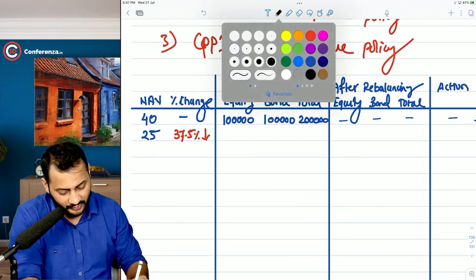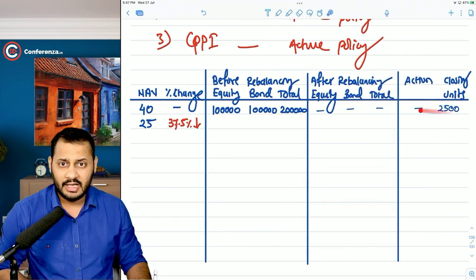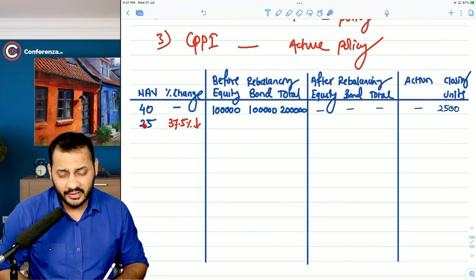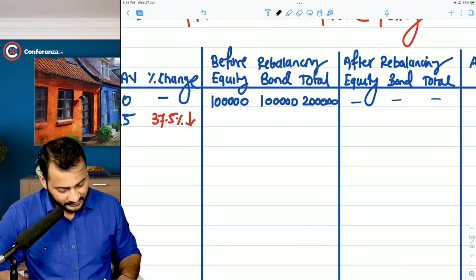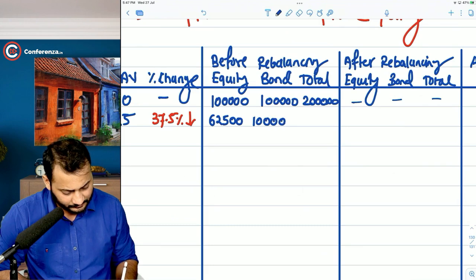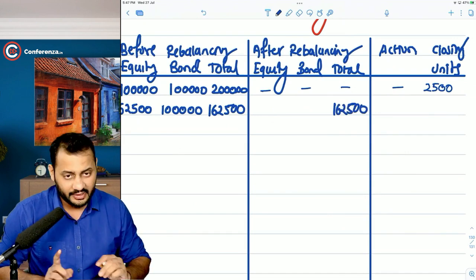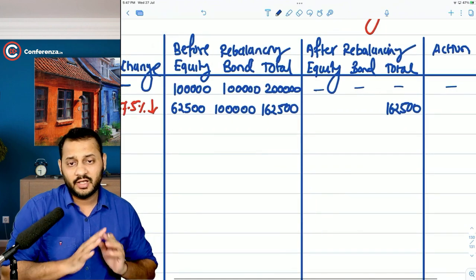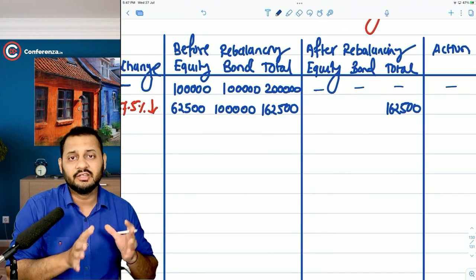Okay. Now what will be the equity value? It's very simple, sir. The closing unit multiplied by the current market price, which is 25. So 2500 into 25 is nothing but 62,500. The bond will stay as it is and the total will be 162,500. Remember, the total will be 162,500 after rebalancing also. That means we are not increasing the funds, we are just shifting the funds.